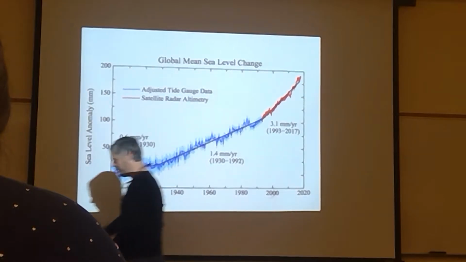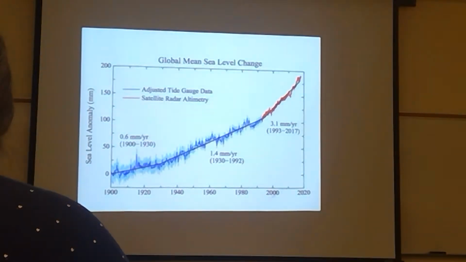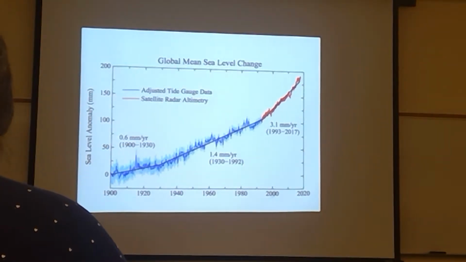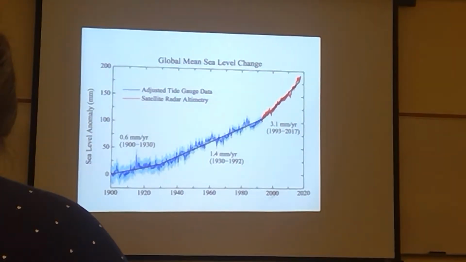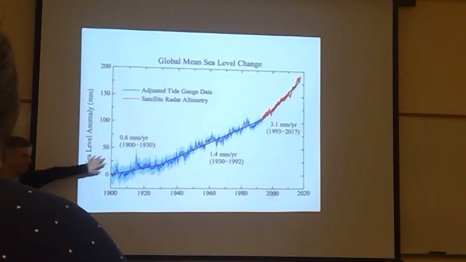So for this third period, we're going to get about 3.1 millimeters per year. And based on the most recent data I've gotten, it looks like we're accelerating to about 3.4 millimeters per year. And again, this is global sea level rise.